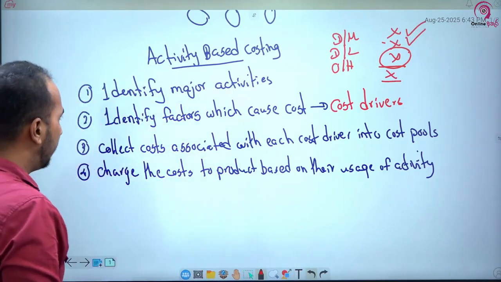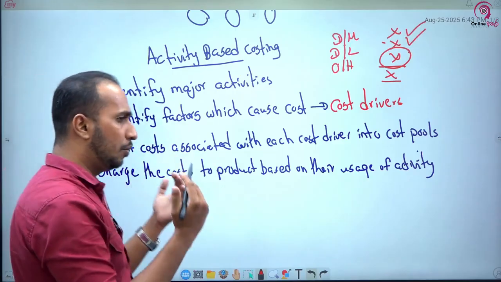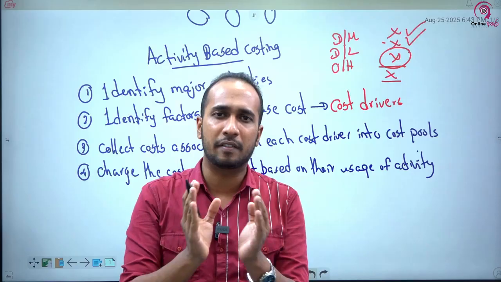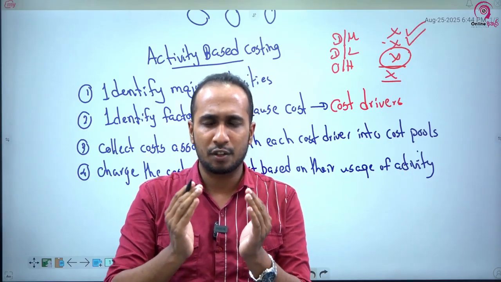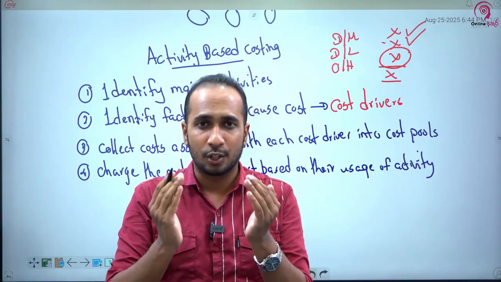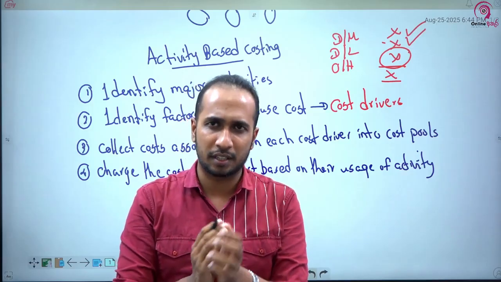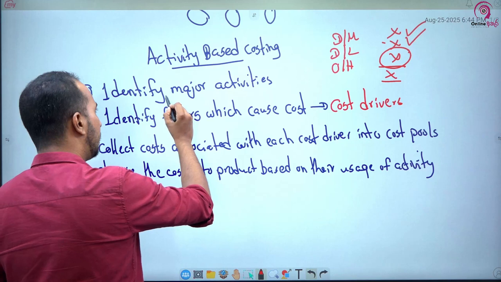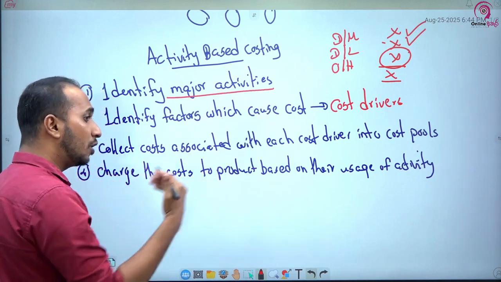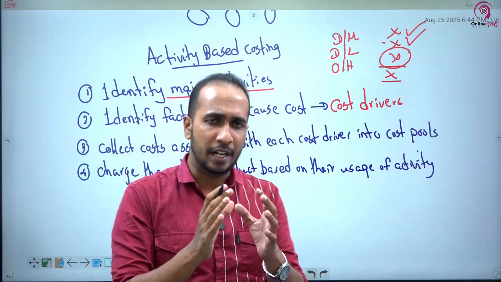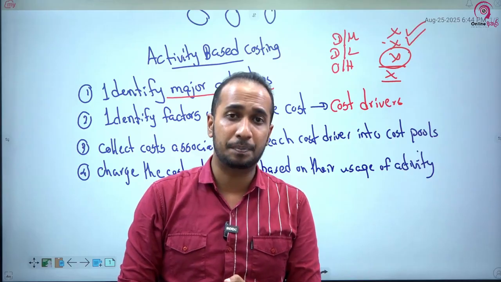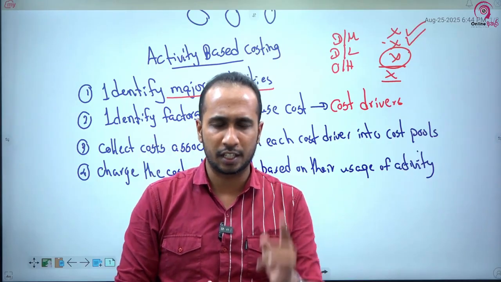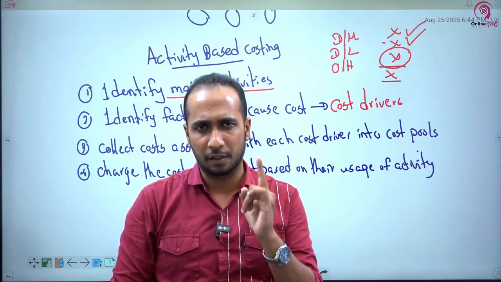In activity based costing, first understand the principle. The principle of activity based costing is that cost is caused by activities. In an organization, we are performing various activities. Those activities lead to the cost. That is the first point you need to understand. That's why we have to identify the major activities that we are performing in an organization which lead to the overhead cost. That is the very first thing.